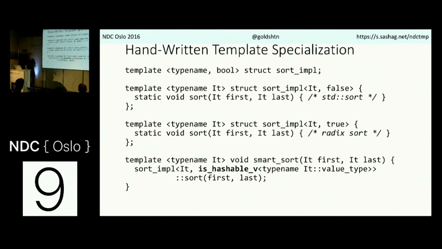So there shouldn't be any case where we actually get to the base template and the compiler would complain that we haven't actually defined it. So for false, I have one definition of a static sort function, and for true, I have a different definition of a static sort function. So basically, this is just a way of picking overloads at compile time.